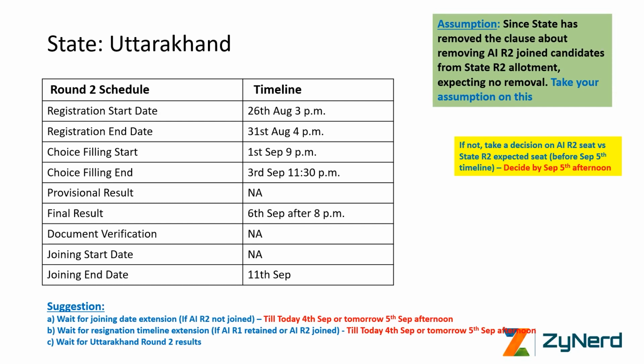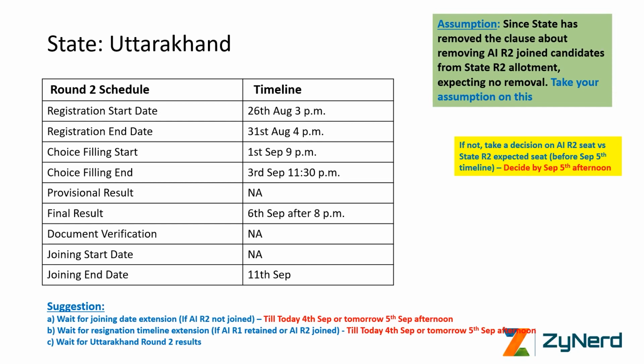So depending upon whether you are willing to, between the two seats, all India round two seat that you have and the state round two expected seat, if you are not able to figure that out, tough call. But expected seat versus all India round two, you have to take a conscious call on whether I am going with the all India round two seat or the state round two expected seat before September 5th timeline. Possibly by afternoon, you have to decide.